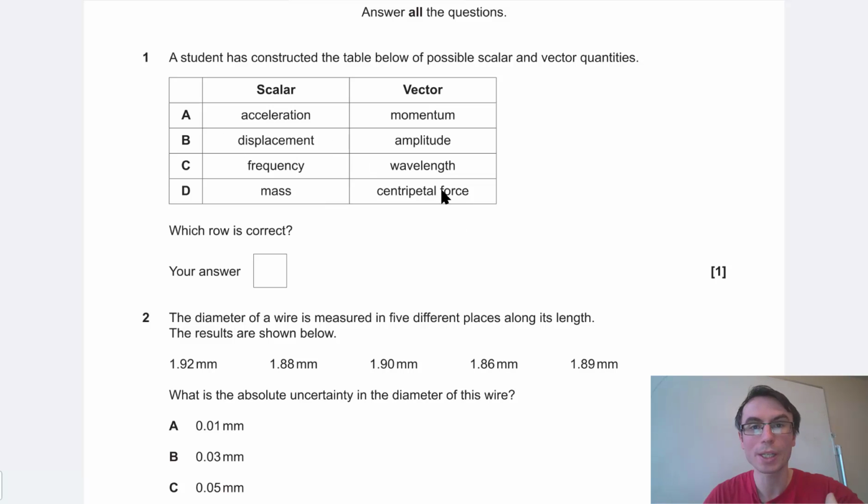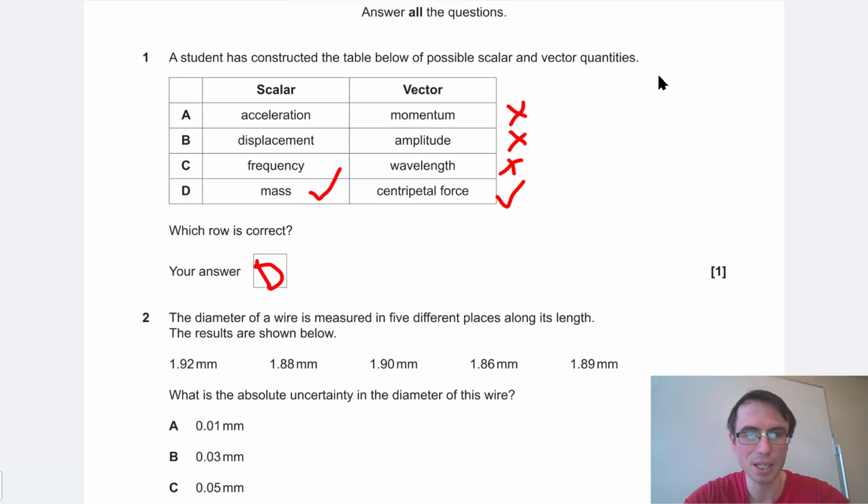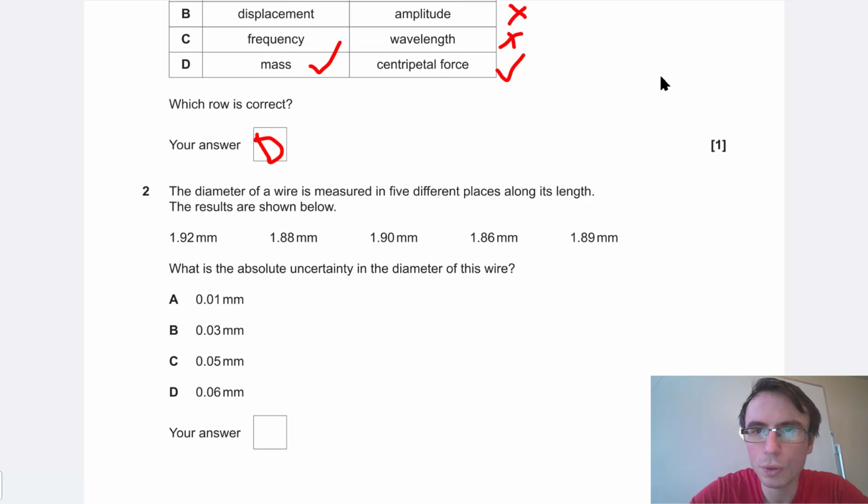So this is now questions from Modeling Physics from 2022. A student has constructed the table below for scalar and vector quantities. Which row is correct? Acceleration is not a scalar, it's a vector. First one is not correct. Displacement is a vector as well. Wavelength is not a vector. The mass is indeed a scalar, and the centripetal force is a vector. Correct answer is D. Okay, question 2.